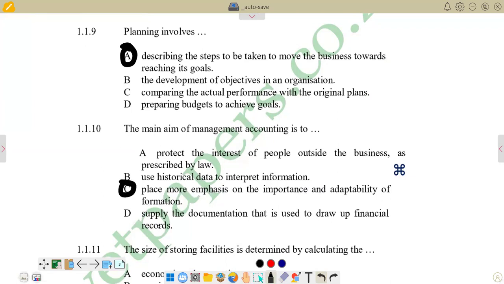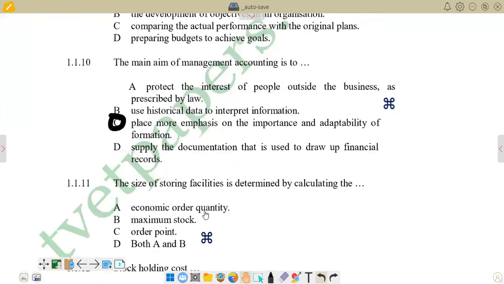Then we go to 1.1.11, which reads: the size of storing facilities is determined by calculating the... A, we have got economic order quantity, B, maximum stock, C, order points, and D, we have got both A and B. So you'd see that A, economic order quantity is correct, and also we have got B, which says maximum stock is also correct. So we have got D, which says both A and B. So we are going to pick our D as the most appropriate that we have there. Then I will go to the next question, which is 1.1.12.